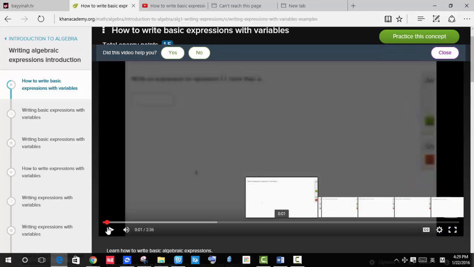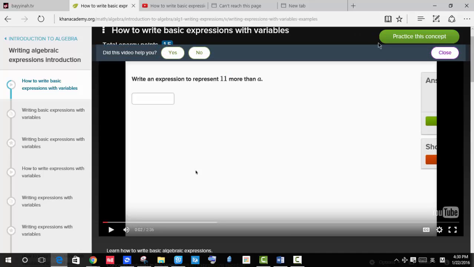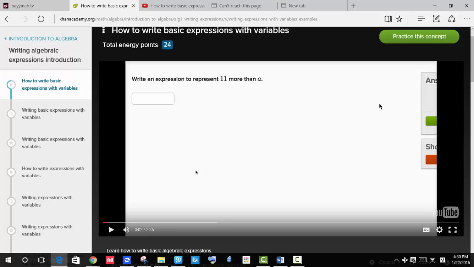Expressions with variables. Let's do some examples. Write an expression to represent 11 more than a.